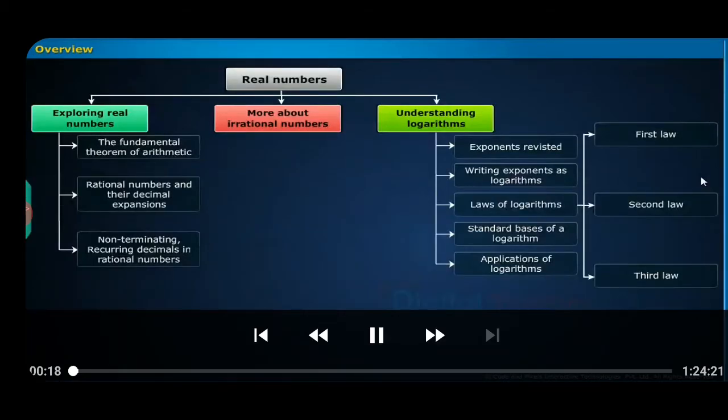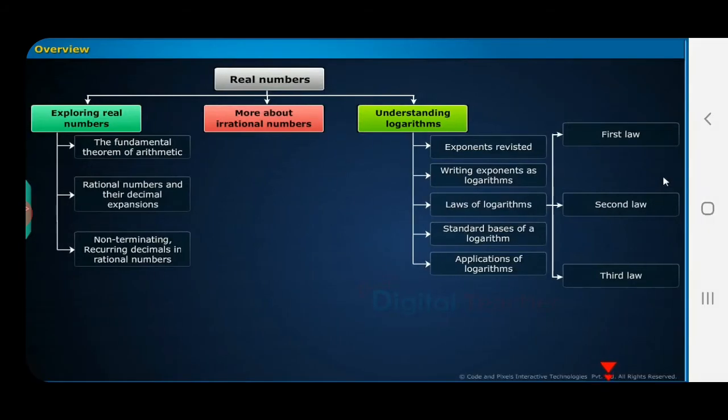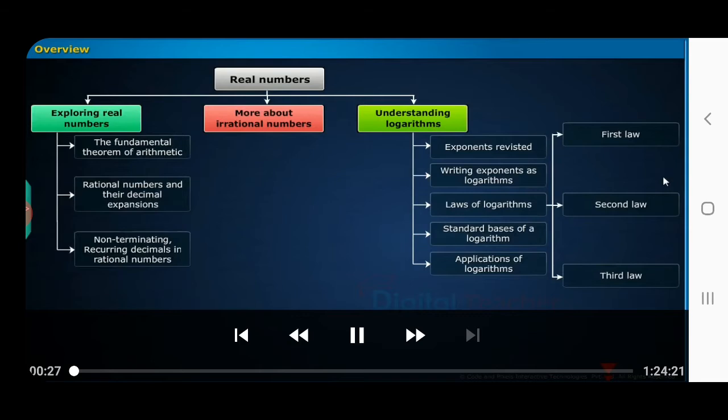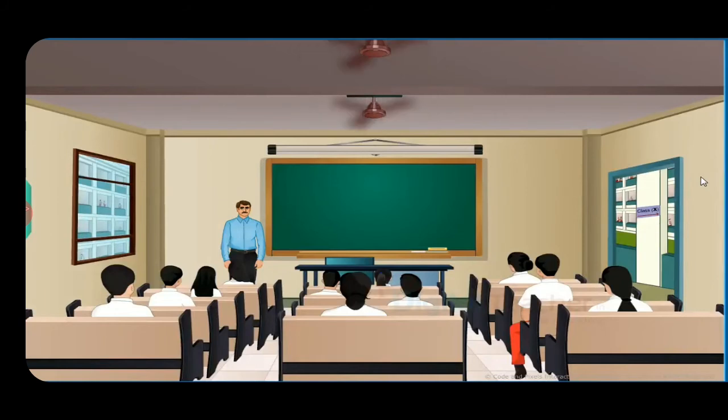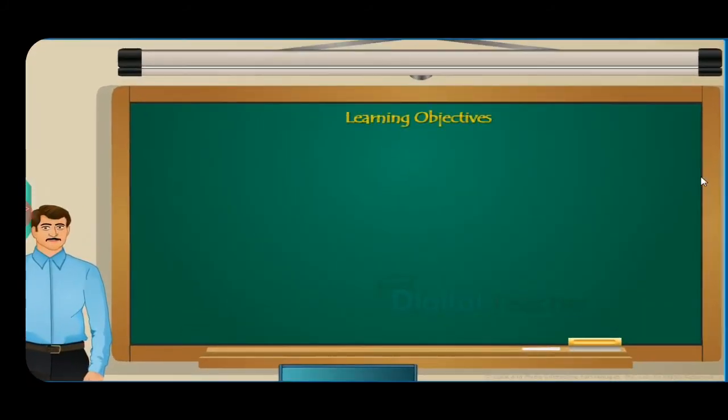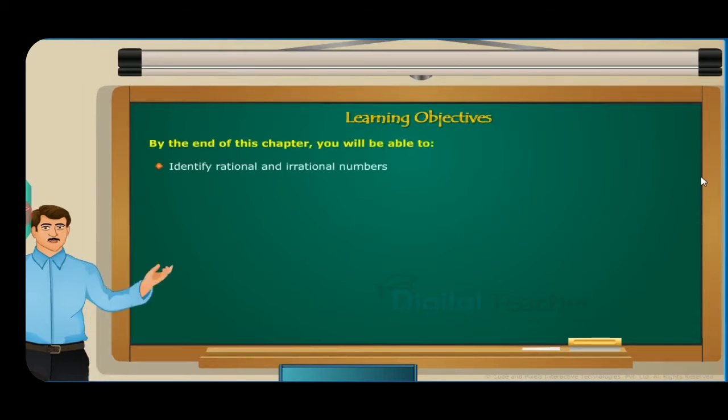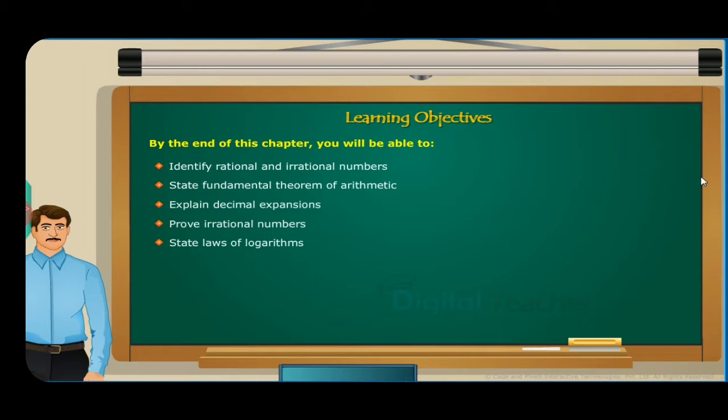This slide presents the overview of the chapter. Learning objectives. By the end of this chapter, you will be able to identify rational and irrational numbers, state the fundamental theorem of arithmetic, explain decimal expansions, prove irrational numbers, and state laws of logarithms.